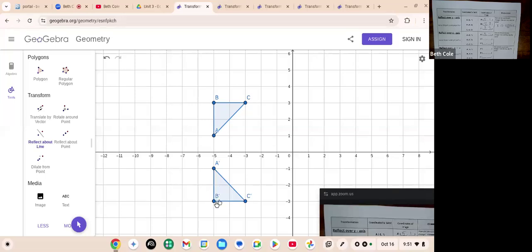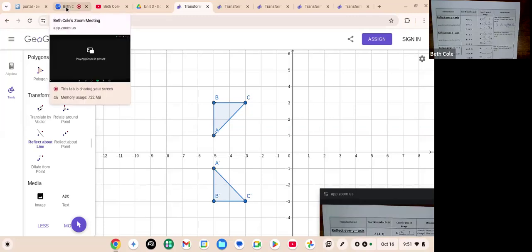All right, B prime. That's -5, -3. Perfect. And then C prime. Perfect. -3, -3. So again, I'll go back over here and I can show it to you. But the point is, what do you notice happened?